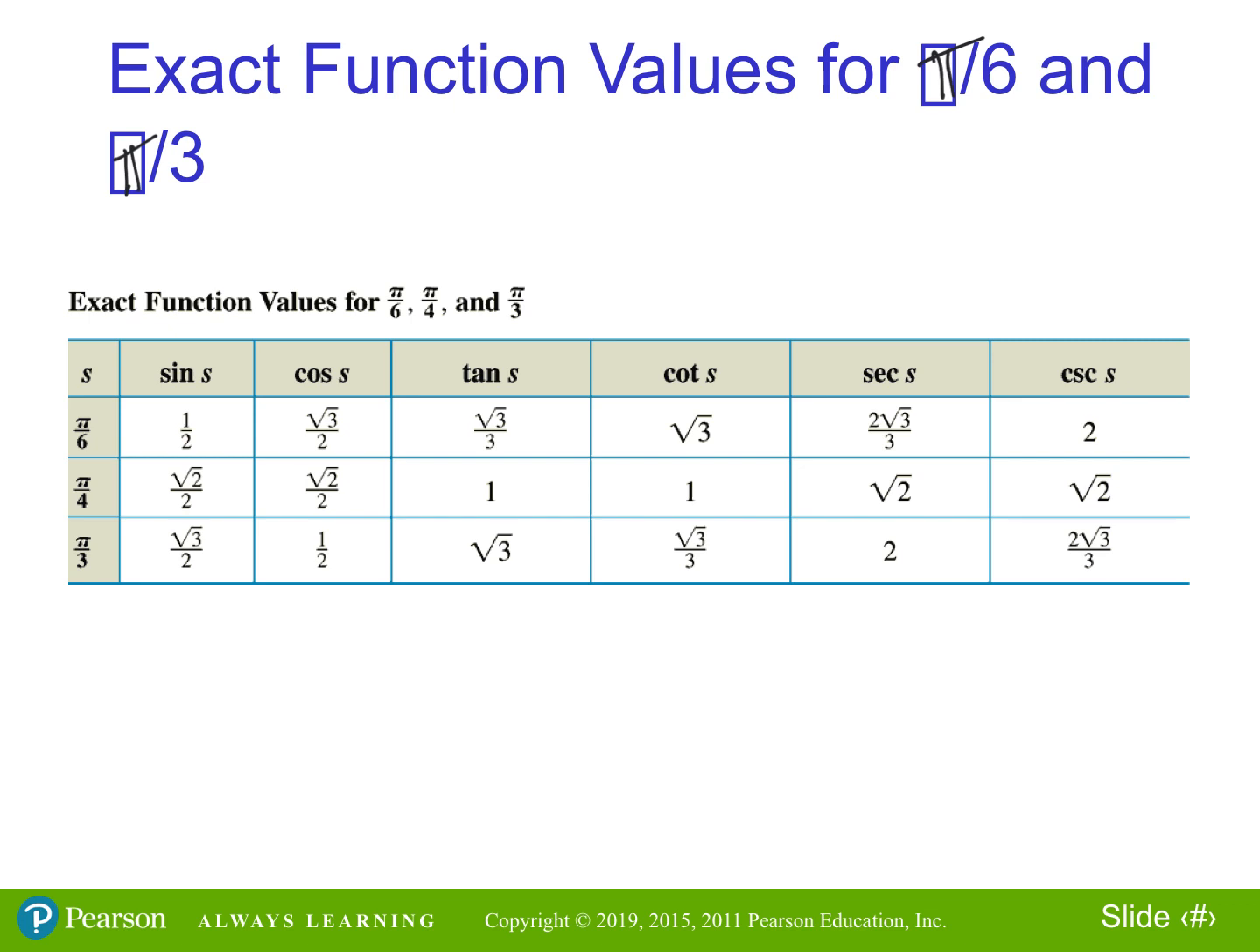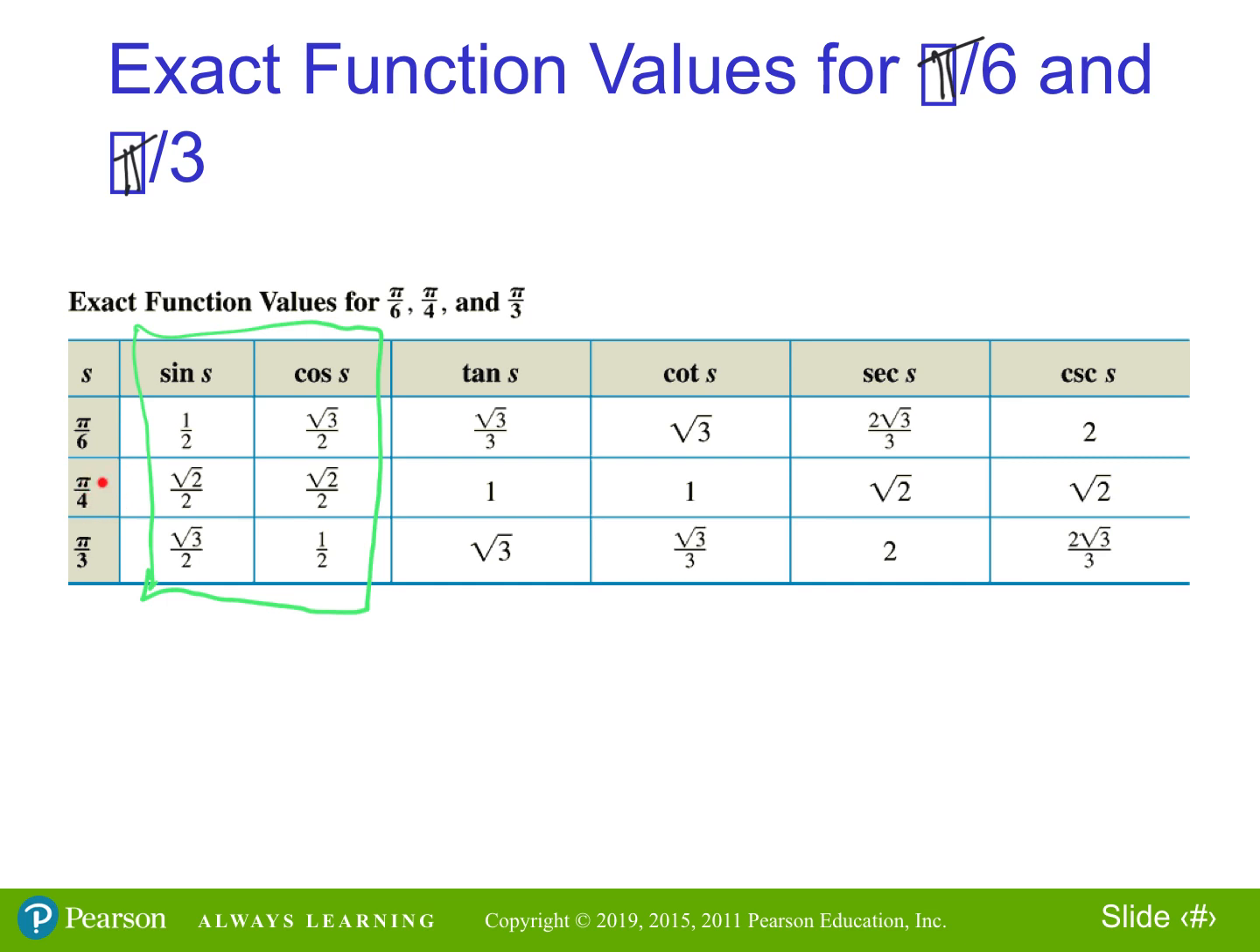So here you can see that we have a table of exact values for increments of pi over 6, pi over 4, and pi over 3. Now realistically, what I do is I try to understand or know the sine and the cosine values, and then everything else is just a derivative of those. So a couple quick things to point out.